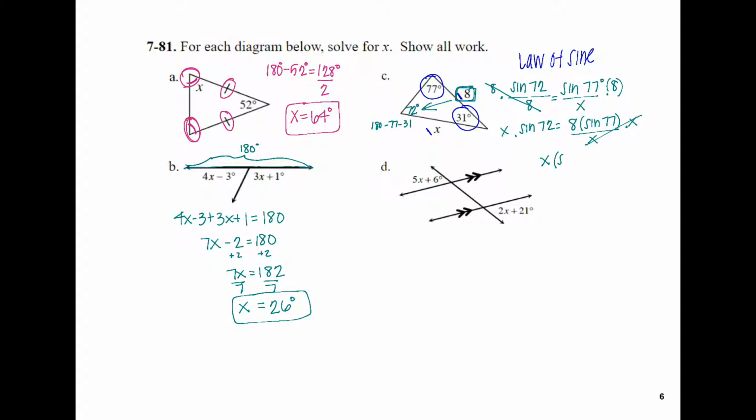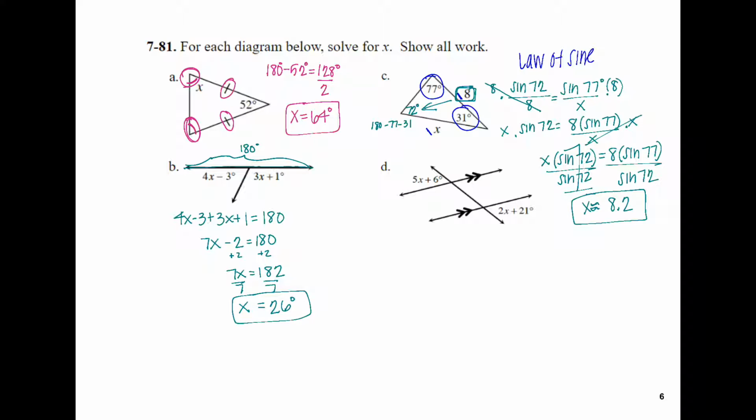So x times the sine of 72 is equal to 8 times the sine of 77. The inverse of multiplication is division. We have one big whole. Whatever we do to one side, we must do to the other. When we type this into our calculator using all of the appropriate parentheses, we get x is about 8.2.